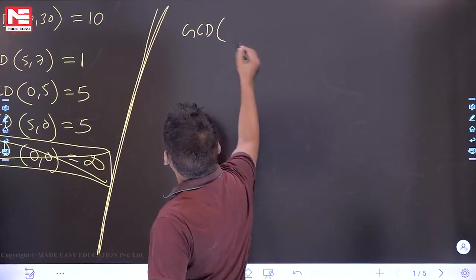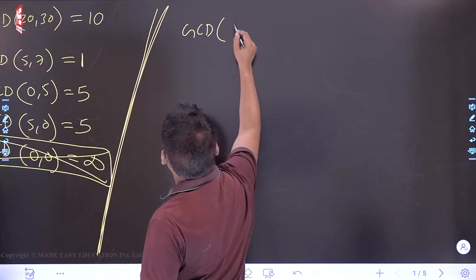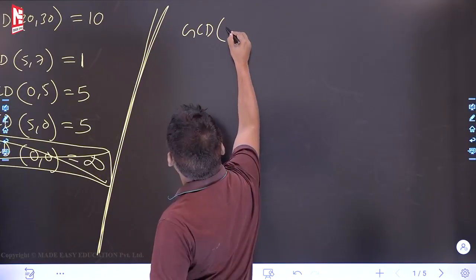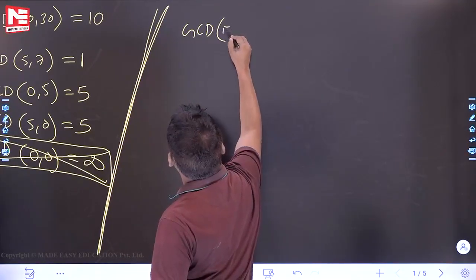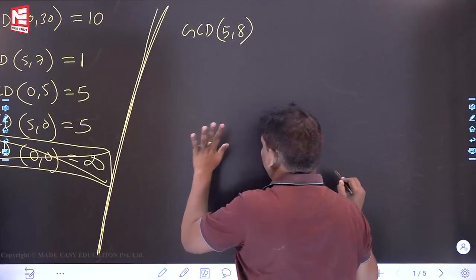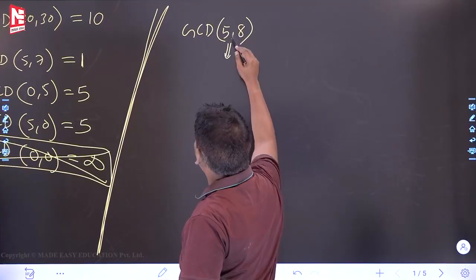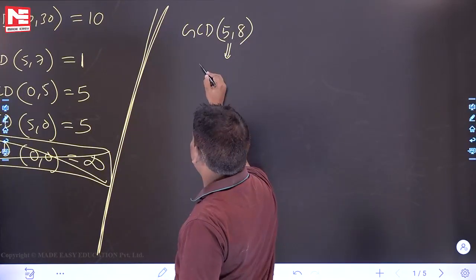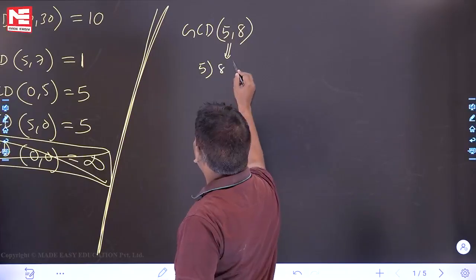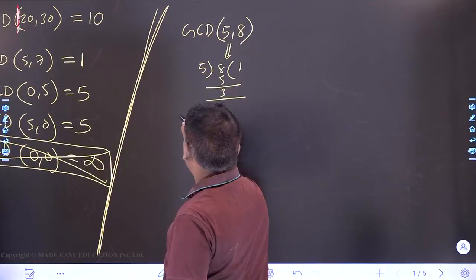See everyone now. Make sure that everyone listens. GCD of 5 and 8. What is the answer? I have to find out. This is the procedure. If you want to find GCD of 5 comma 8, see this one: 5, 8. 5 ones are 5. What is the remainder? 3.